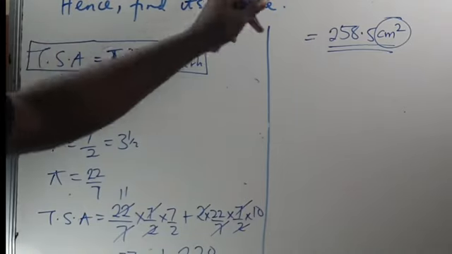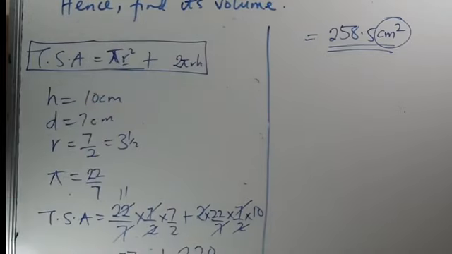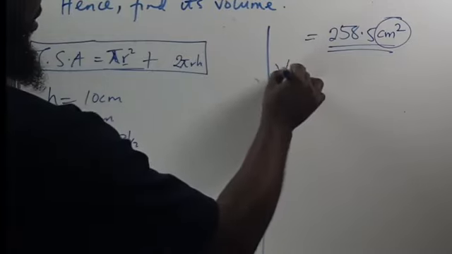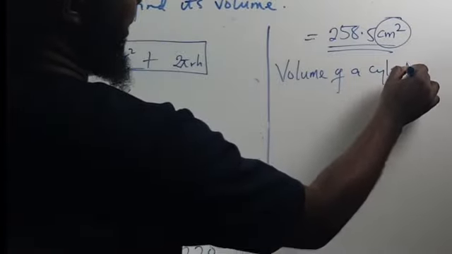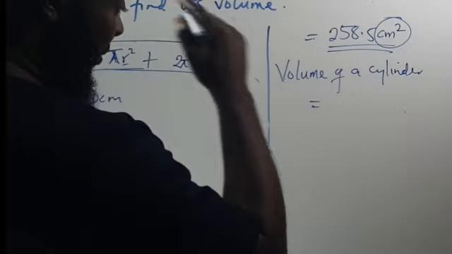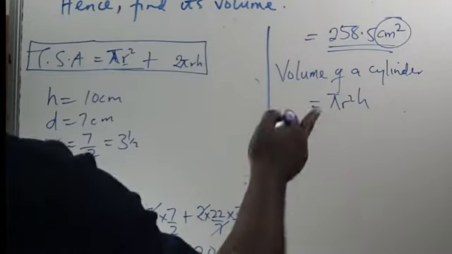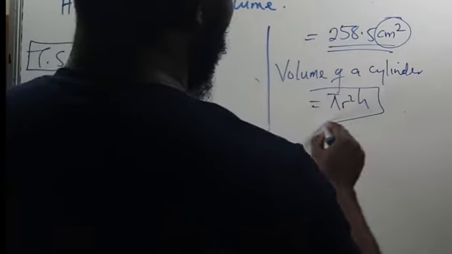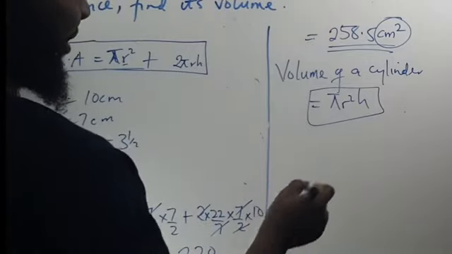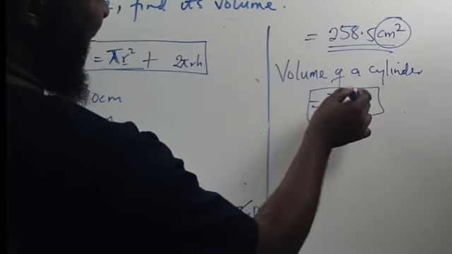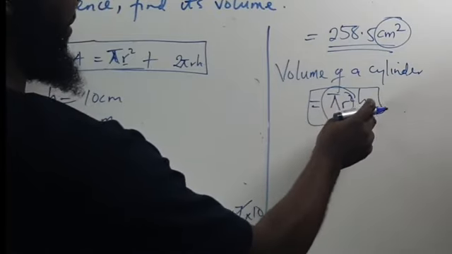So the next is that after calculating the total surface area, you are then asked to find its what? Volume. So volume of a cylinder is what? Pi r squared h. I've also explained how this formula is derived. Because a cylinder is a prism and volume of any prism is the base area times height. So the base area of this cylinder is what? Circle. That is, area of a circle is pi r squared, then multiplied by the height.